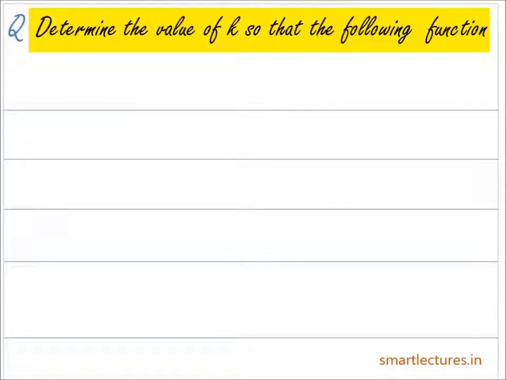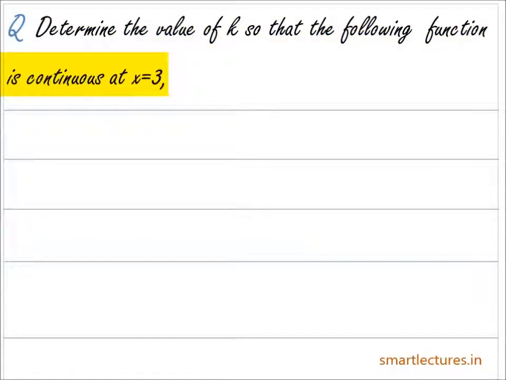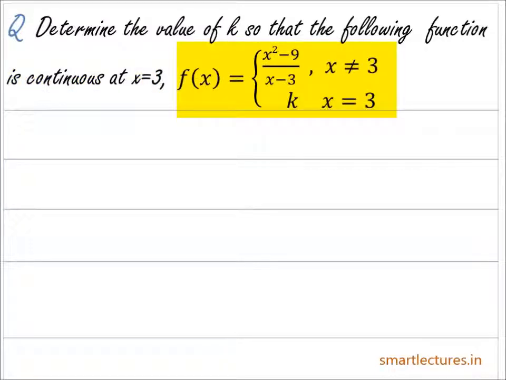Now let's solve one more question. Determine the value of k for which the following function is continuous at x equal to 3. And the function is f of x is equal to x square minus 9 upon x minus 3 when x is not equal to 3, and f of x is equal to k when x is equal to 3. And now for the given function f of x, we are given that the function f of x is continuous at the point x equal to 3.